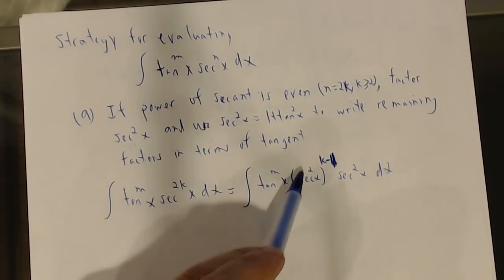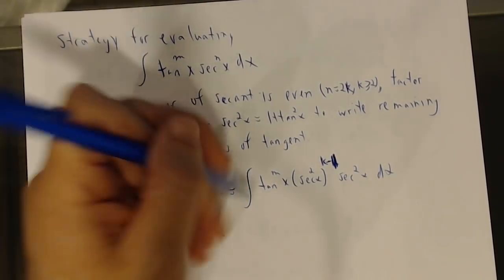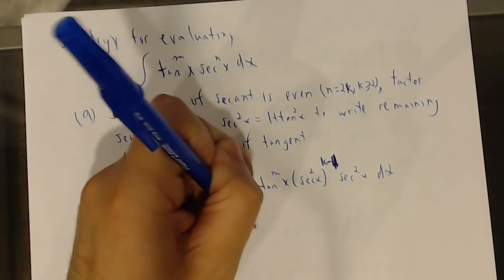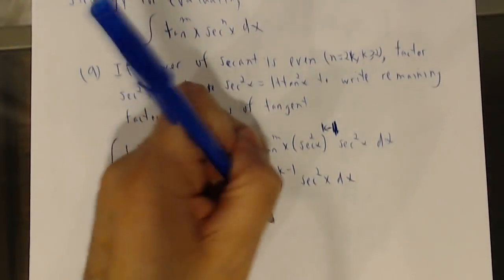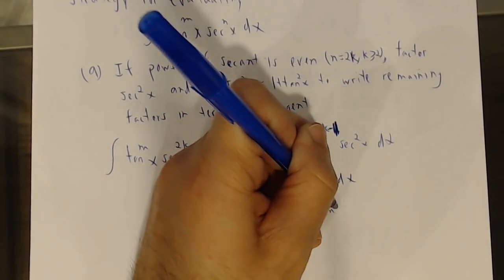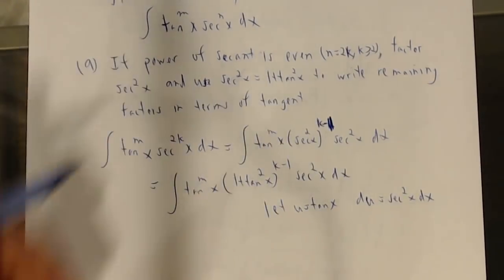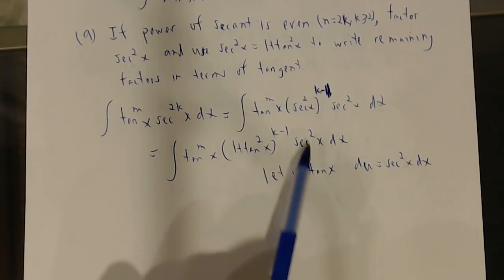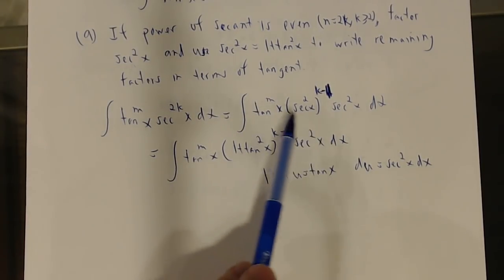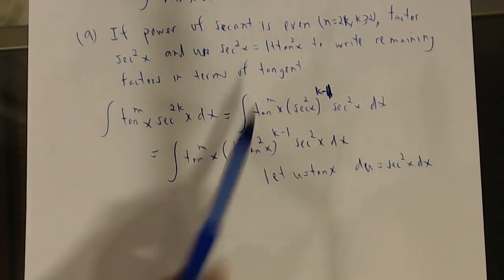Once we do that, I can write secant squared, so this becomes the integral of tangent to the power of mx times 1 plus tangent squared x to the k minus 1 times secant squared x dx. From this point on, we're ready to use u sub, and you'd say let u equal tangent of x, and clearly du will be secant squared x dx. And there you have it. Hopefully you understand why we want to factor out a secant squared, because when you let u equal tangent, the derivative is secant squared. If you factor out only a secant, that won't be good enough.